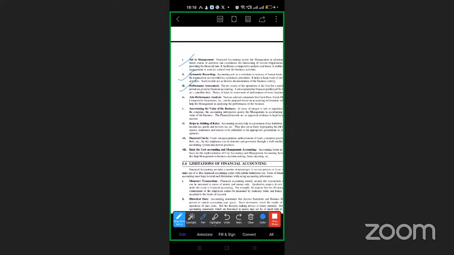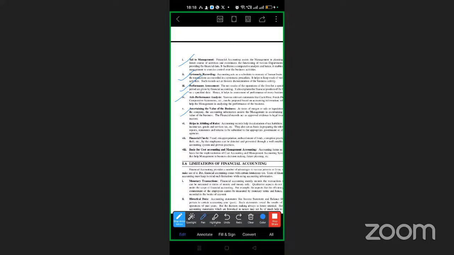Next, we have performance assessment. Financial accounting even helps the management to assess the organization and its performance. We can find this out with the help of the cash flow statement, funds flow statement, and all comparative statements. And it also helps in ascertaining the value of the business.